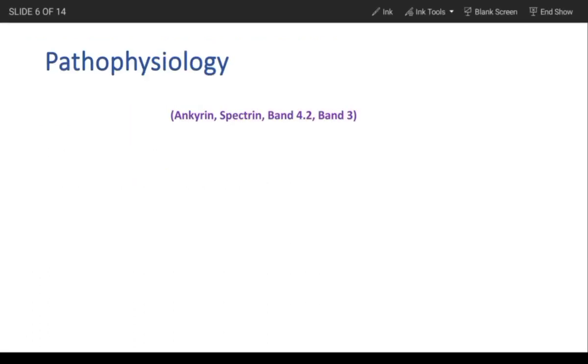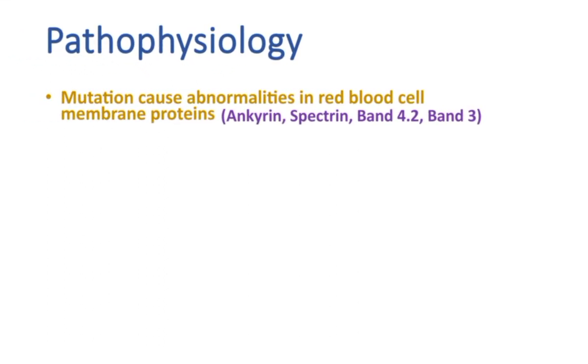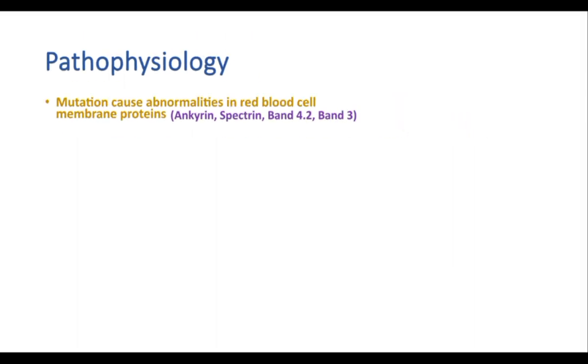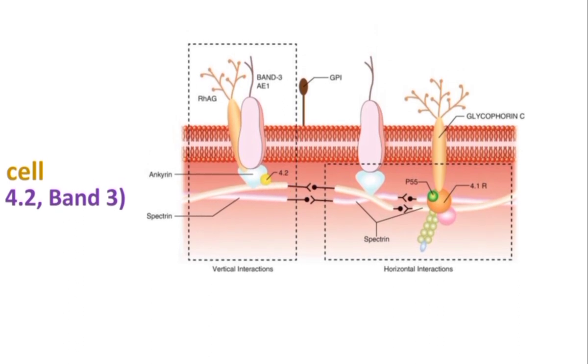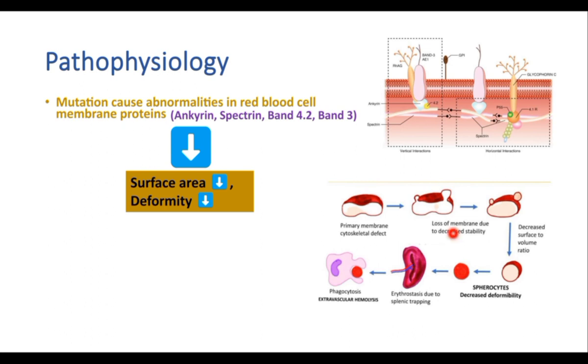Pathophysiology. At the core of hereditary spherocytosis is our DNA. Mutations in specific genes, often those regulating RBC membrane proteins such as ankyrin, spectrin, band 4.2, and band 3, most commonly ankyrin. Loss of membrane due to decreased stability leads to a decreased surface area to volume ratio as well as decreased deformability, and the cells then morph into spherocytes. Now enter the spleen.